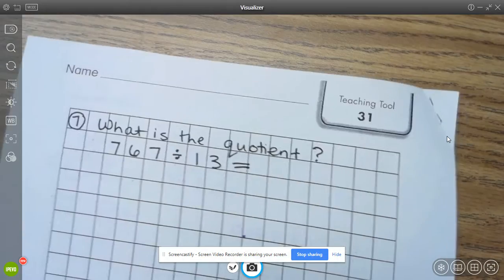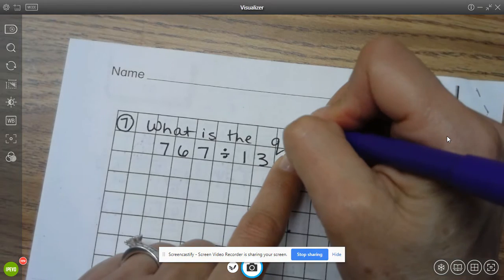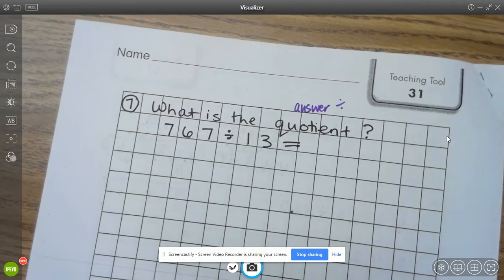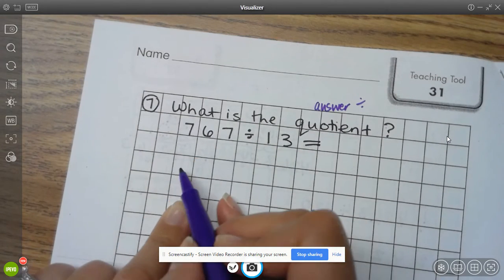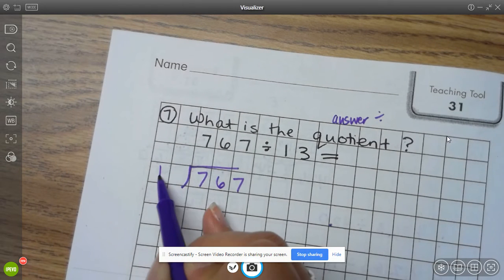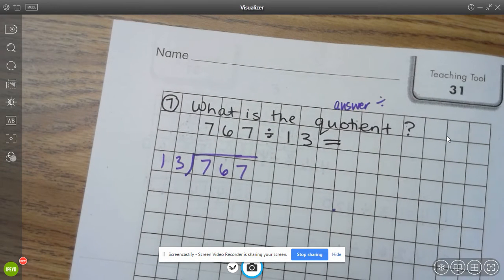Number 7, what is a quotient? Which means solve the problem to get the answer. Quotient is the answer, right, to a division problem. Okay, make sure you know your terms. First number goes in the warm house. There's my outside number, 13. Now I have whole numbers here. I don't have any decimals, so I'm good to go with just dividing.